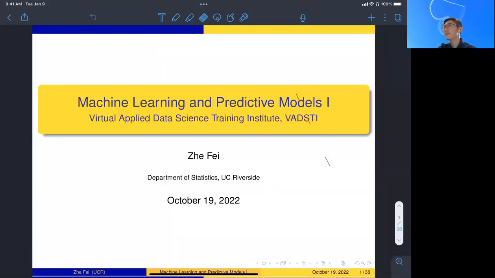So I will get started, sharing my lecture notes. Let's see here. Okay, so actually you'll be stuck with me for the next 2 weeks, not just 1 week. Whether you think this is good or bad, I guess we'll find out at the end of the course. So for this week, the title may not be informative, since I just put machine learning and predictive models 1 and 2 for the title.